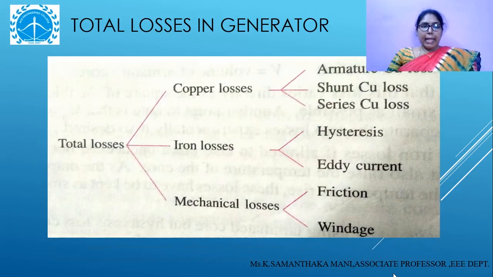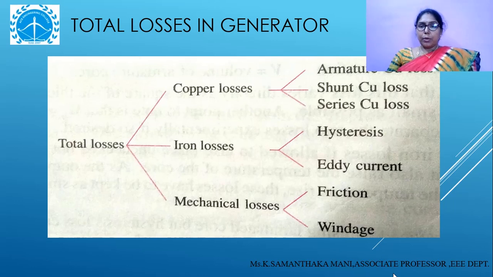So, in order to get clarity, I am showing here how the losses will be categorized. The total losses are categorized into three: copper losses, iron losses and mechanical losses. Again, these copper losses are of three types: armature copper losses, shunt copper losses and series copper losses. Here, I would like to tell you one point. Depending upon the type of generator you consider, suppose we consider a shunt generator, that will have armature as well as shunt windings.